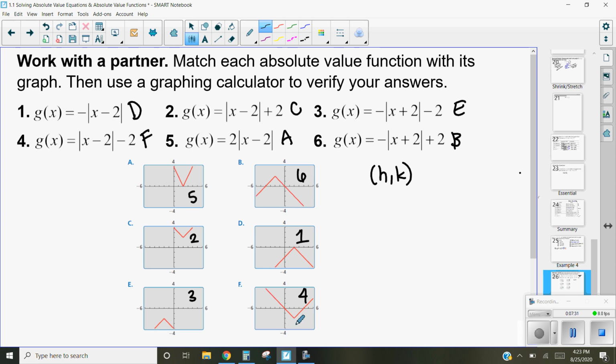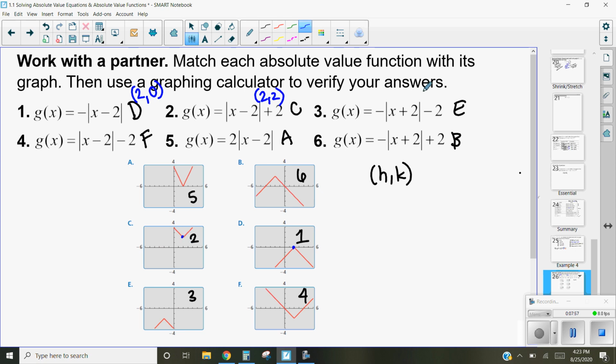So I can actually check each of these by looking at their function, or by looking at the vertex of the function. So this first one, there is no K, so K is going to be 0. And H is going to be 2. And so I can look in graph D here. I see that the vertex was at (2, 0). Perfect. For 2, I can see that it's at (2, 2). So I can look at these graphs and see which one has a vertex at (2, 2). Oh, it was C. Perfect.